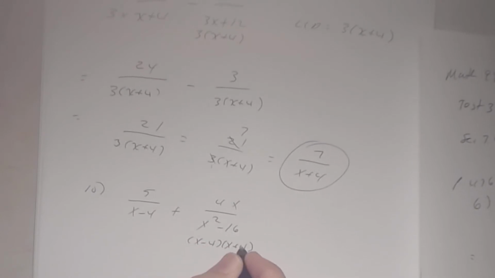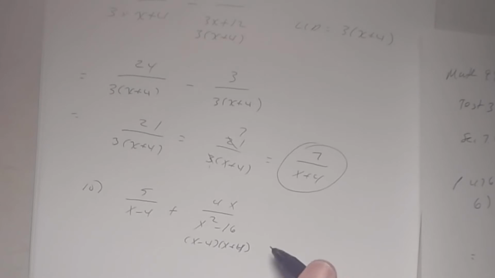All right, so the first step was to factor. You should be proficient now. Step 2 is to find the LCD. So what do you think the LCD is? x minus 4, x plus 4. Yes.